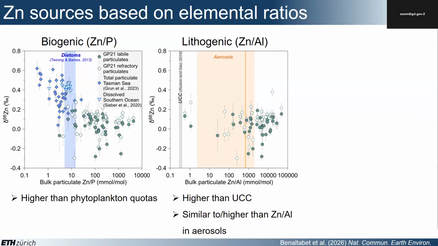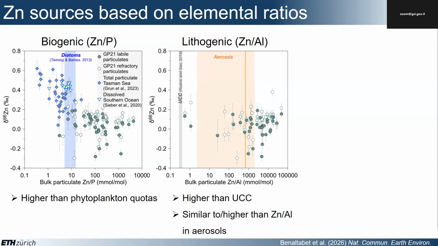Aluminum is a major constituent of mineral dust, and dust is the exclusive source of particles, or zinc, or other metals to the remote open ocean. So we can use zinc to aluminum ratios in our samples and compare them to zinc to aluminum ratios in the upper continental crust, which represents the background value of natural lithogenic material. And again, we see that zinc to aluminum ratios in marine particles are many, many orders of magnitude higher than what we would expect naturally. So we can definitely say that lithogenic sources are a very negligible source of zinc to the South Pacific Ocean.